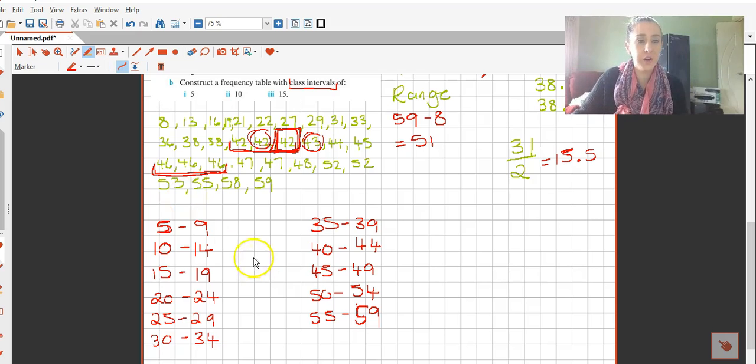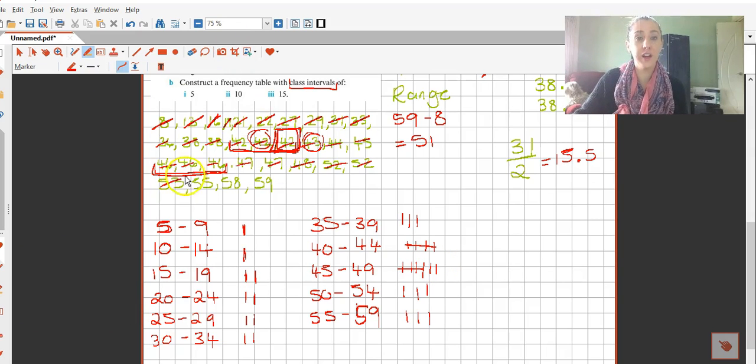Now I just need to go through and put in where each of these numbers will fit into my class intervals. So 8 is going to fit in here, so I'm going to have 1 in here. 13 will fit into this class interval. 16 goes up into my next interval. 19 will also fit into this interval, so I've actually got 2 data points in there, and I'll just work through my data set now.